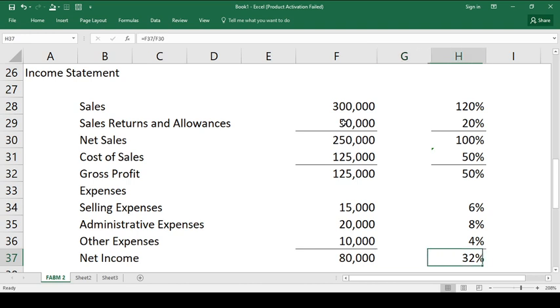At pwede po natin sabihin that the net income is 32%, and every net sales that we have will earn 32% of the net income. Yun po ibig sabihin nun. So, pwede po natin sabihin that from every 100% of net sales, meron po dyan 32% na net income tayo. Pwede rin po natin sabihin, sa bawat net sales na meron tayo, 4% po ang ipinanggagastos natin for other expenses, and so on and so forth.